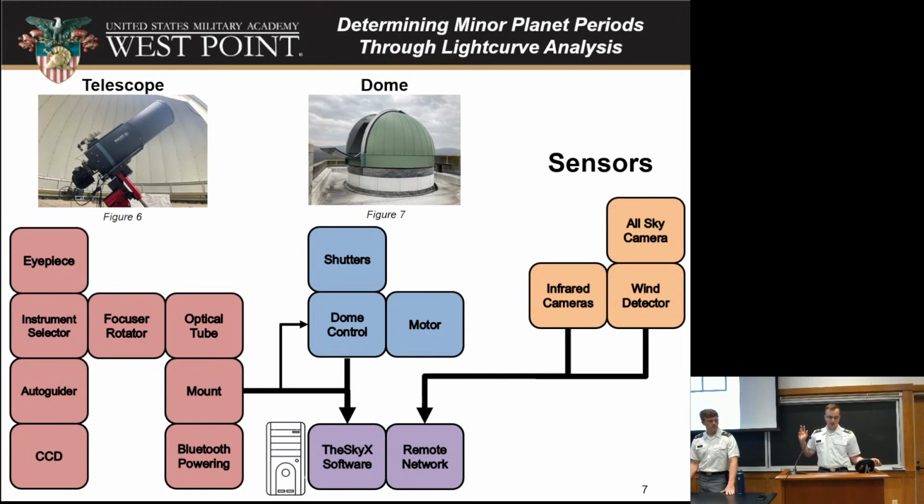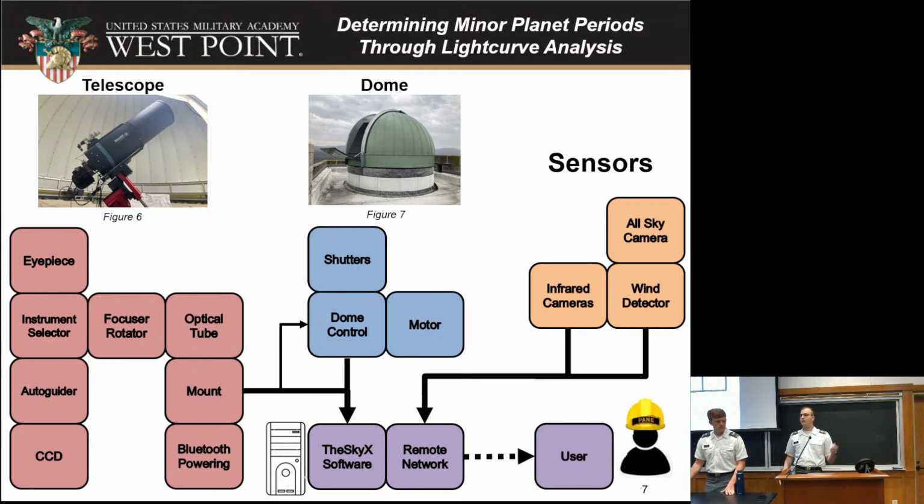Connecting this all together, the dome and mount are talking to each other continuously, making sure the telescope is actually pointing out the slit so we can see the sky. The telescope and the dome are also connected to the SkyX software. That's what we use to actually program the telescope to take images for a period of time. And everything is connected to the remote network. This allows us to control the entire system remotely.